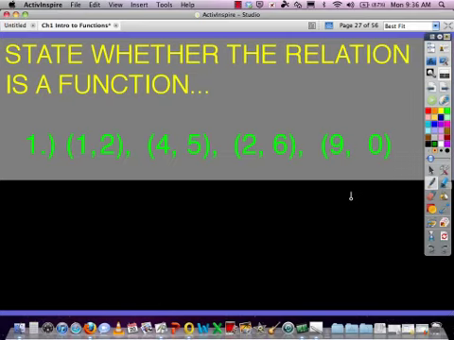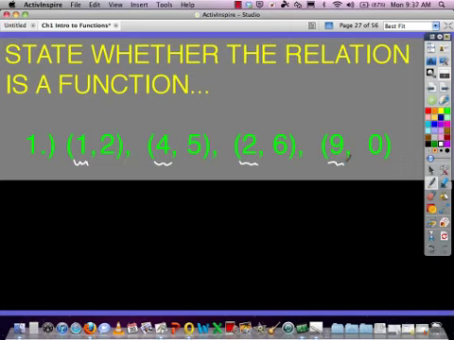Every x is paired with one y. That's exactly what we need. Now, to test for a function, I'm going to focus on just the x values. 1, 4, 2, 9. Each of my x values is totally different. Each x is paired with a y.